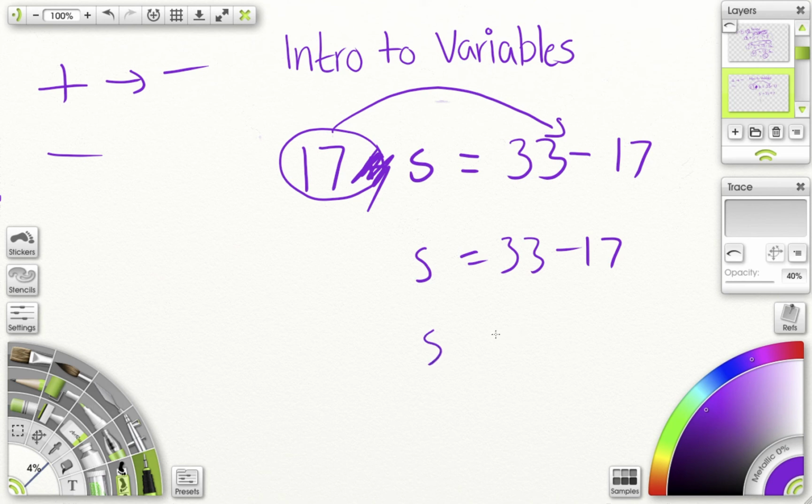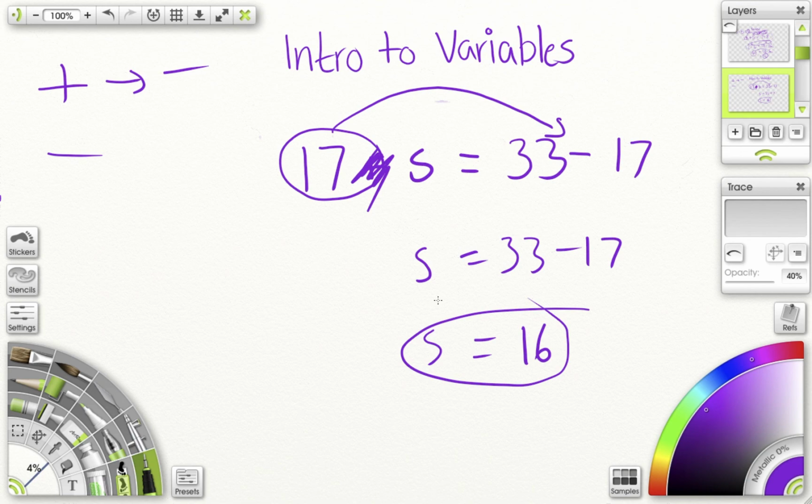So S is equal to 33 minus 17, which is equal to 16. S equals 16. And there you have it. So that's what you're going to be doing today. You're going to have a bunch of questions based off of problems that use variables. They're just going to have letters in them, and you're just trying to figure out what those letters are.